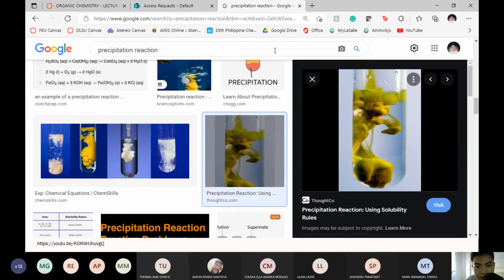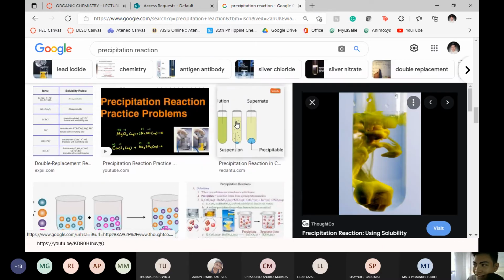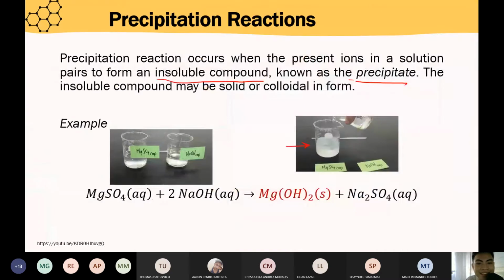Ayan. Ito yung gusto ko sa chem, very colorful. Ang ganda kasi. Anyway, so, ayan, balik ulit tayo sa discussion.